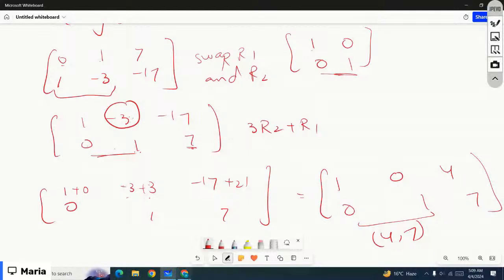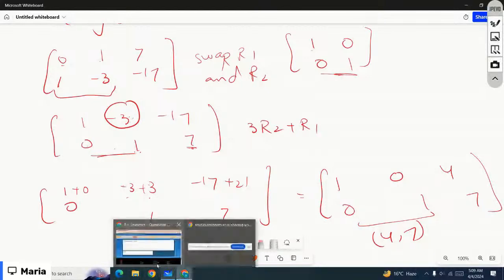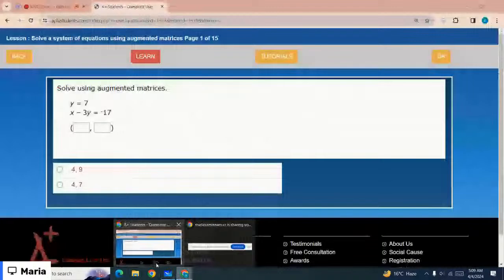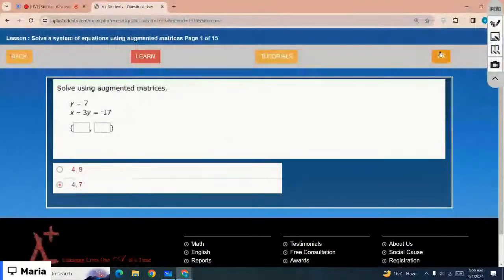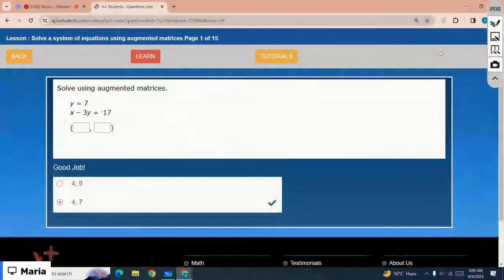The correct option is 4 and 7, right? Option number 2 is the correct option. 4 and 7 is the solution of the system of this equation.